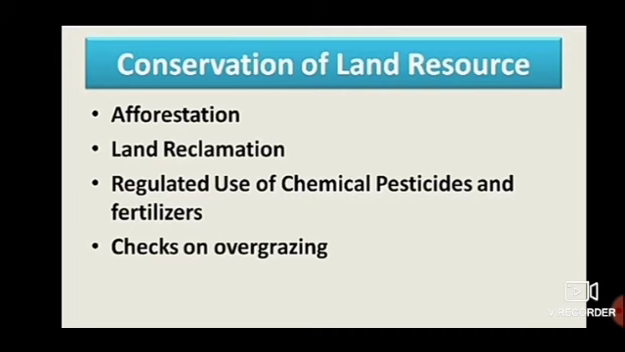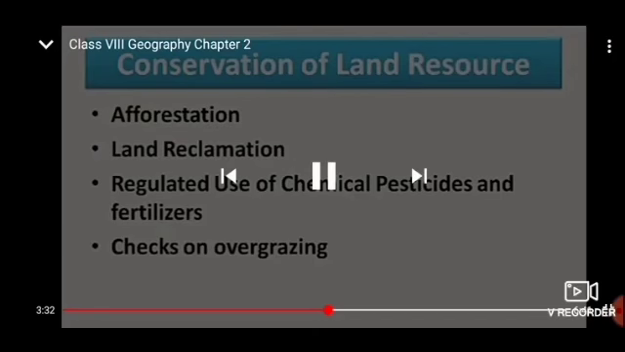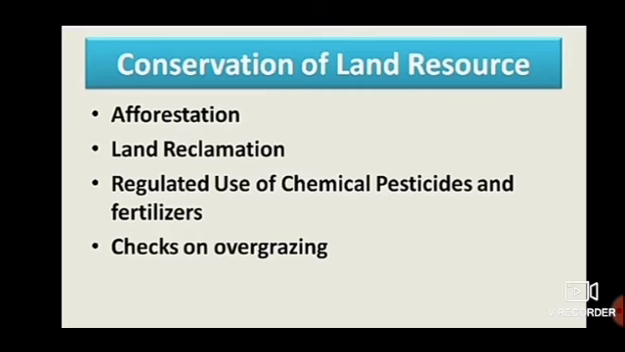How can we conserve land resources? By afforestation, by land reclamation, by regulating the use of chemicals, pesticides and fertilizers, and by checking overgrazing. Afforestation means growing more trees.